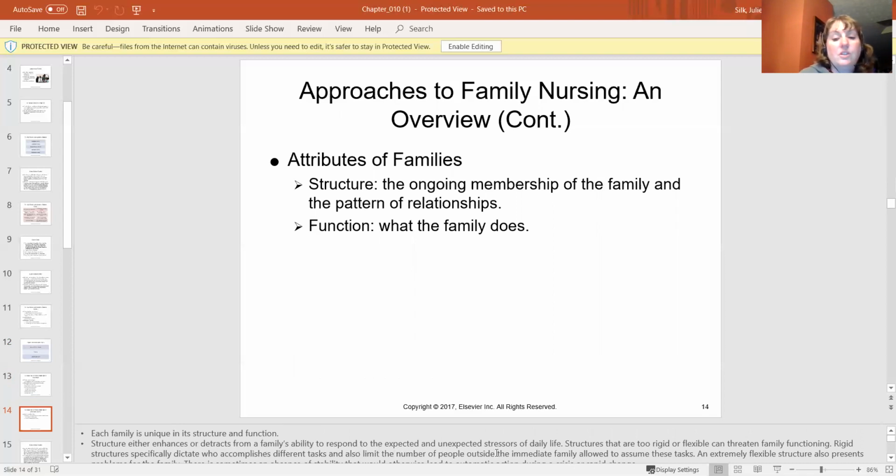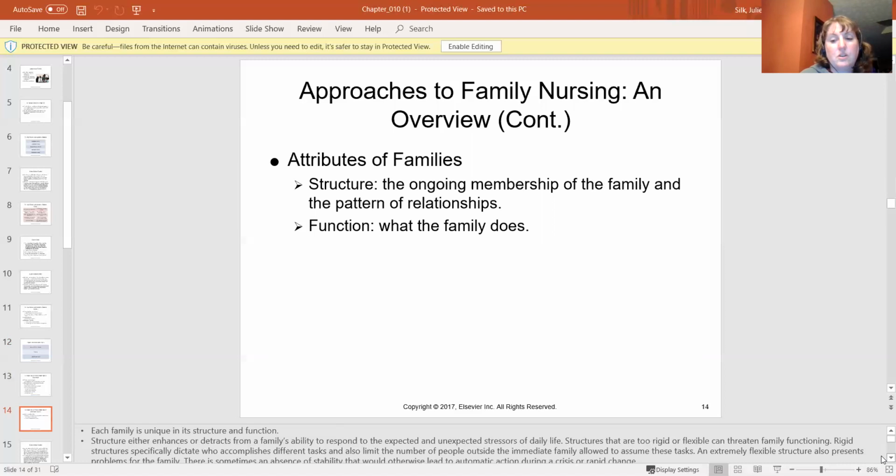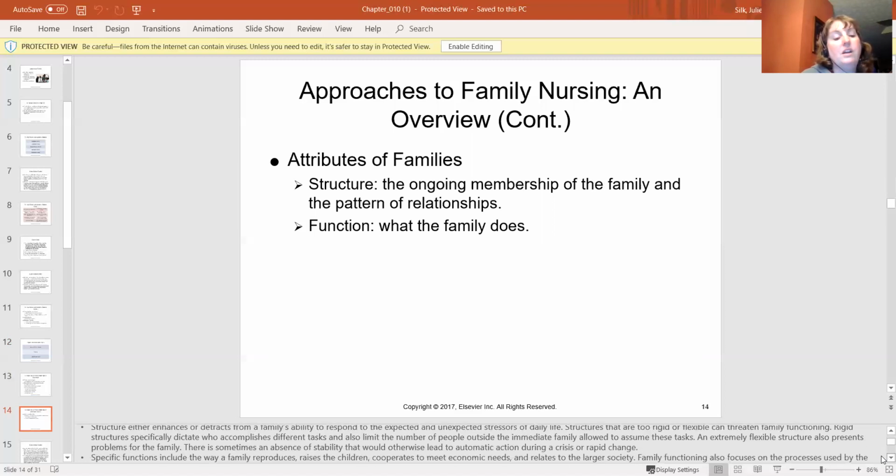Structures that are too rigid or flexible can threaten family functioning. Rigid structures specifically dictate who accomplishes different tasks and also limit the number of people outside the immediate family allowed to assume these tasks. An extremely flexible structure also causes problems for the family. There is sometimes an absence of stability that would otherwise lead to automatic action during a crisis or rapid change.